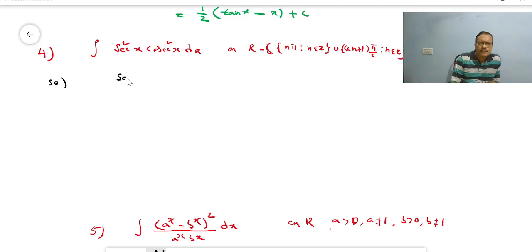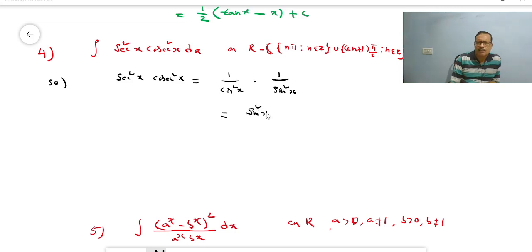So secant square x into cosecant square x. This is equal to secant square x is 1 by cos square x into 1 by sin square x. So that is 1 into 1 is 1. Sin square theta plus cos square theta is equal to 1. Okay. So sin square x plus cos square x is also equal to 1.